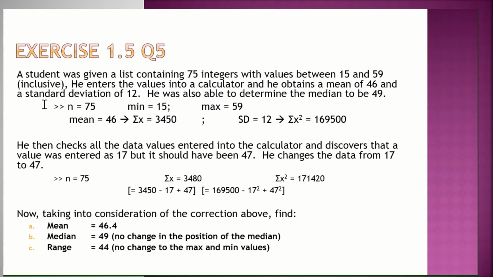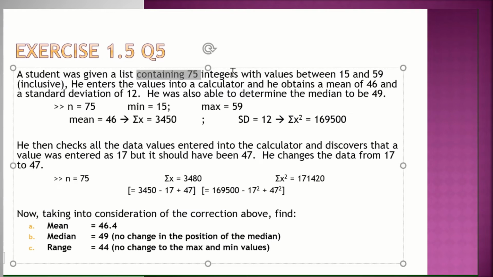Okay, question 5. A student was given a list containing 75 integers with the values between 15 and 59 inclusive. Inclusive means 15 and 59 is included. That means the minimum value is 15, the maximum value is 59. He enters the values into a calculator and obtains a mean of 46. Meaning now your n is 75.